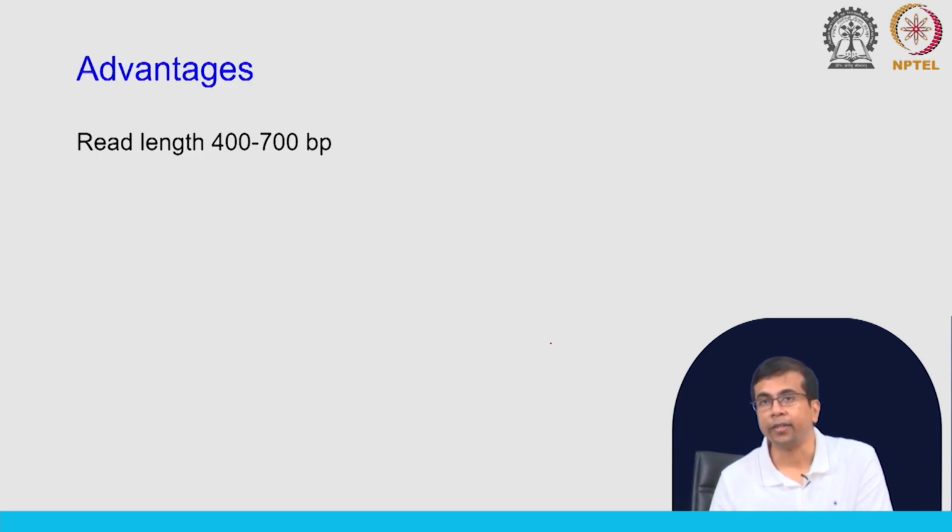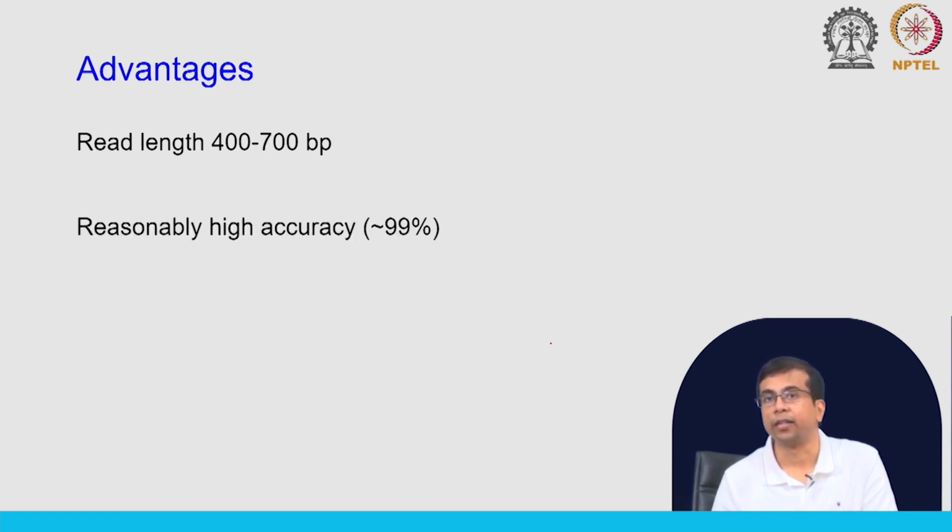So, what are the advantages of this method? This method gives us very similar read length as 454, about 400 to 700 base pairs. It has reasonably high accuracy. As you probably remember, 454 was also reasonably accurate, and it is about 99% accuracy that you can get.